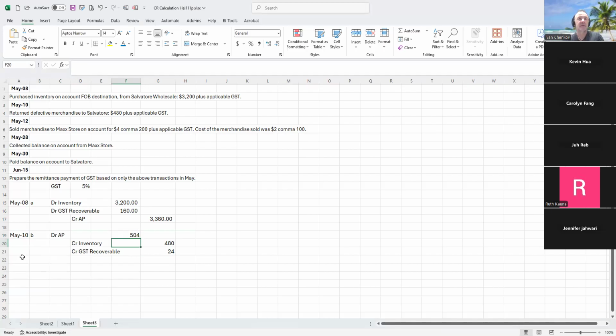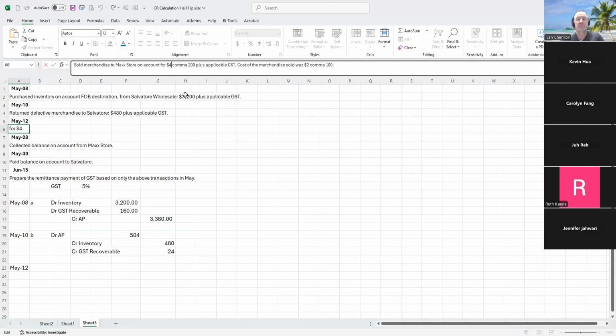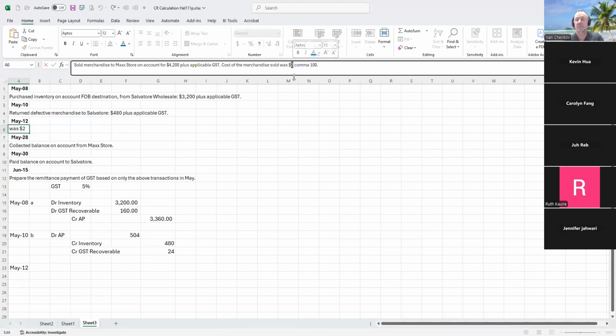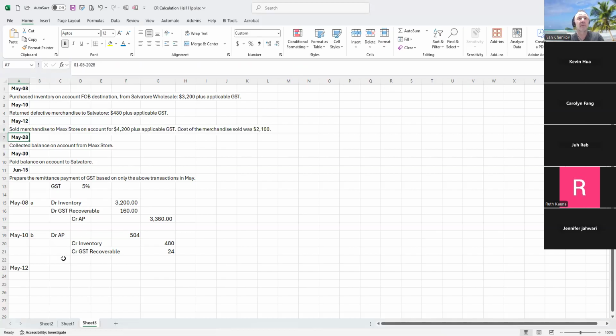Okay, next transaction. What happened next? On May 12th, we sold merchandise for 4,200 with applicable GST. Now the cost of those merchandise sold was 2,100. So how many transactions do we have to do on May 12th? C1 and that will be C2, right? We have to do 2 transactions.